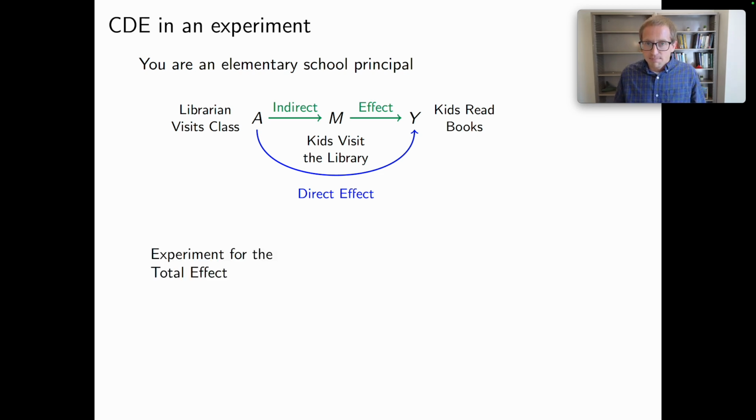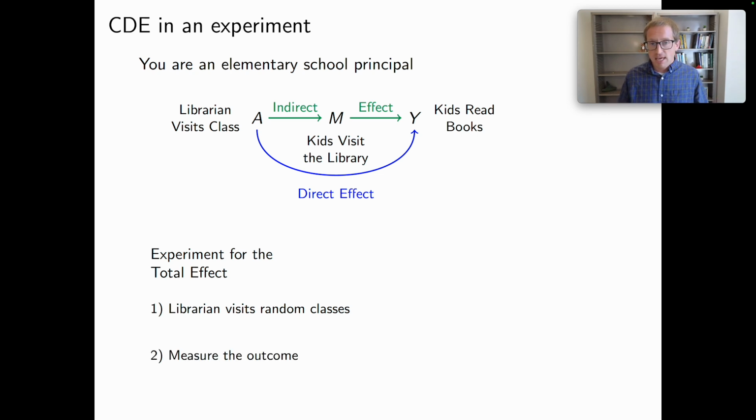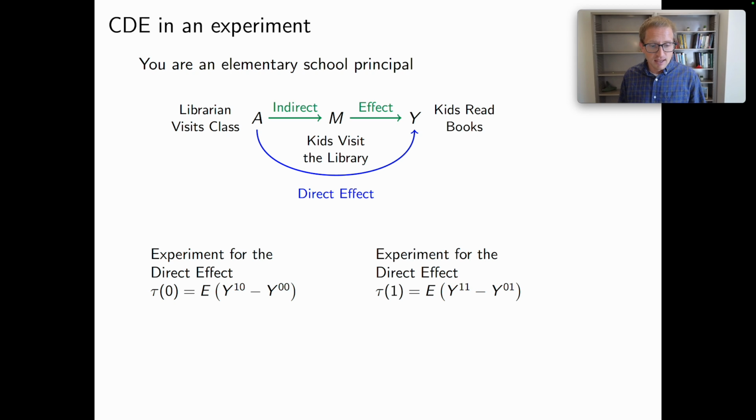If we wanted to think about experiments to study these causal effects, we could think about an experiment for the total effect and then experiments for the direct effect. So for the total effect, you as the principal could assign the librarian to visit random classes. Then you could measure the outcome. At what rate did kids read books in the classes where the librarian was randomly assigned to visit? And at what rate did they read books in classes where the librarian was randomly assigned to not visit?